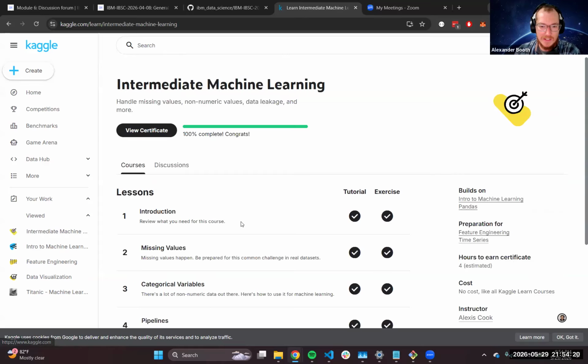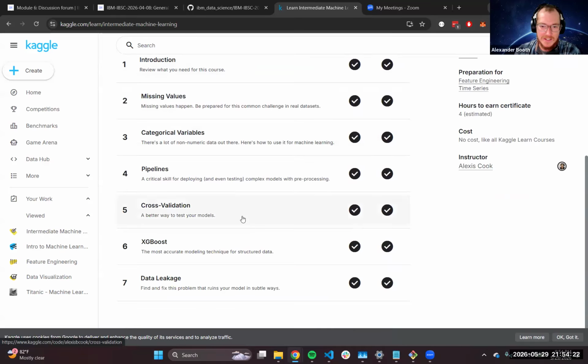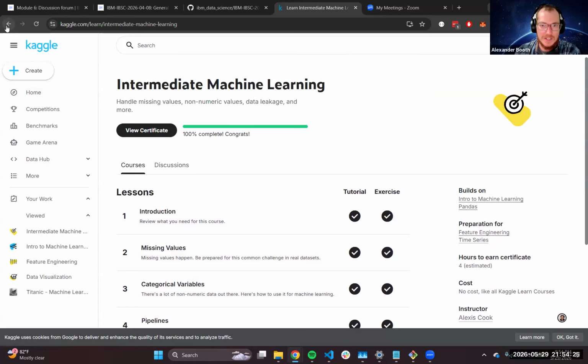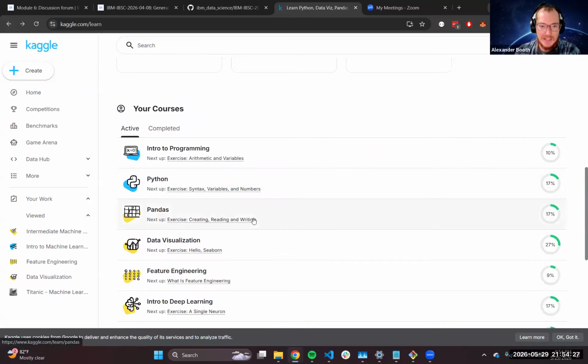Honestly, I recommend all of the Kaggle Learn courses. You honestly can't go wrong with any of them. So, really great use cases, and that's partnered with Google and Google Cloud, and it's all free. So, it's only going to take a couple hours of your time to do them.